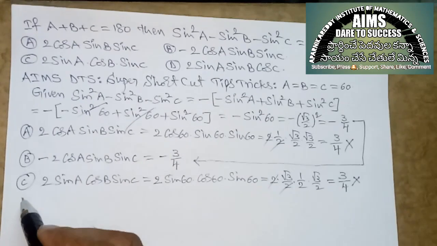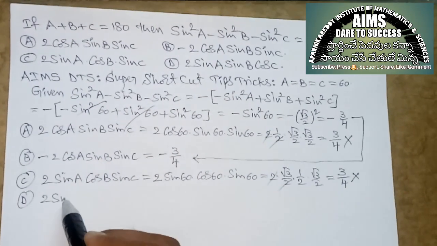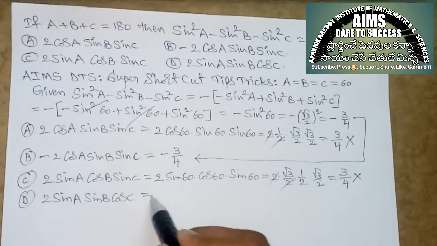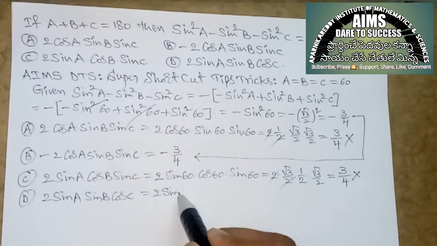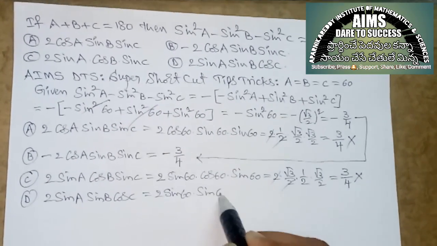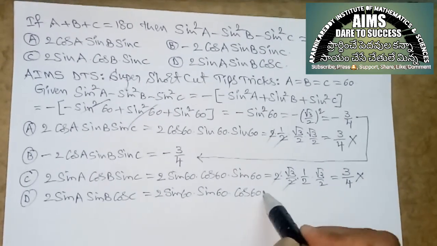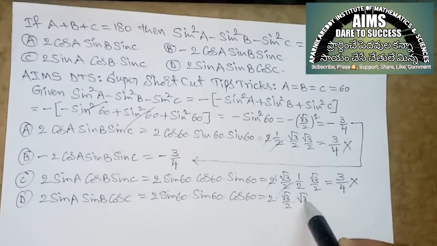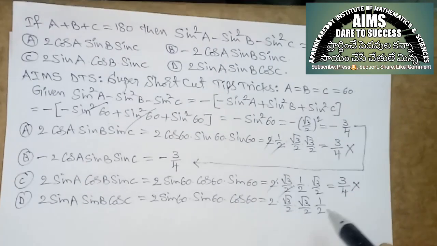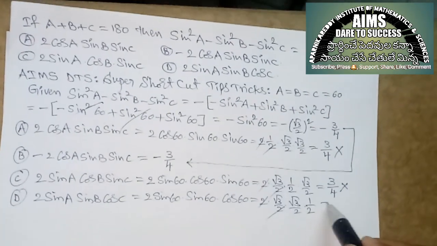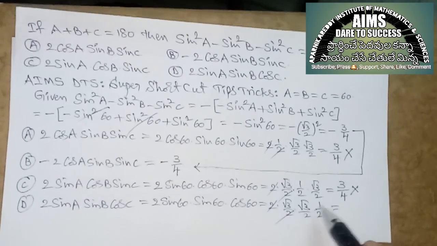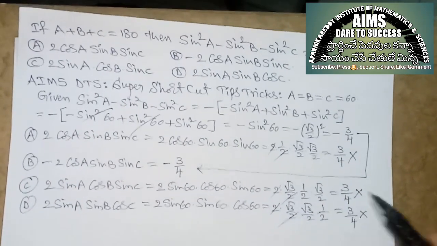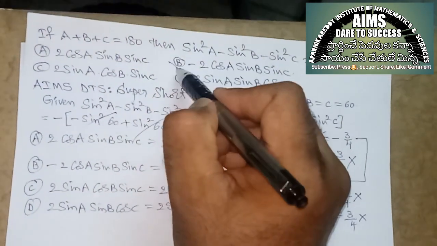Next, the last option D, that is 2 into sin A sin B cos C, equal to 2 into sin 60, root 3 by 2, into sin 60, root 3 by 2, into cos 60, 1 by 2. The numerator and denominator 2 get cancelled. After that, the numerator root 3 into root 3 is 3, by denominator 2 twos are 4. It is not matching. So option B is the right answer.